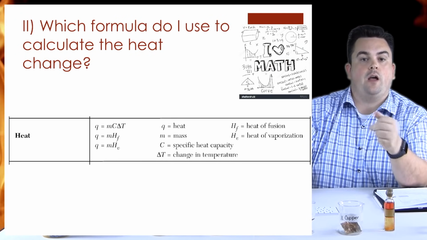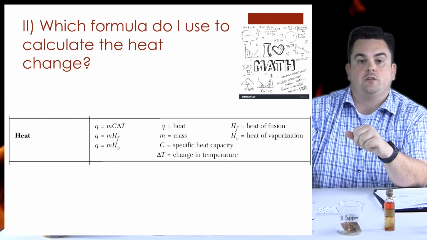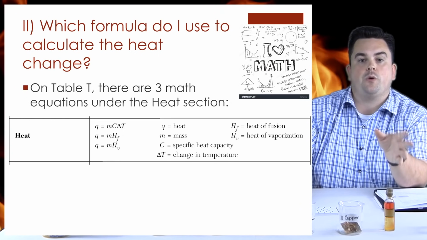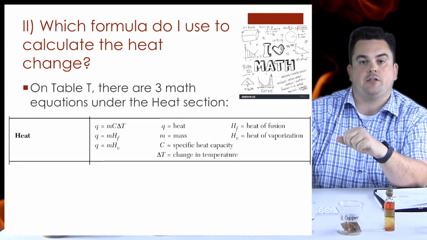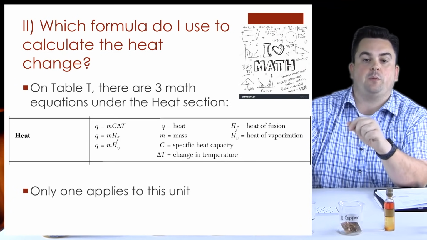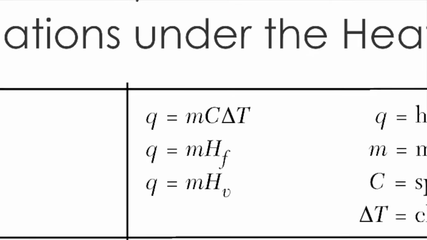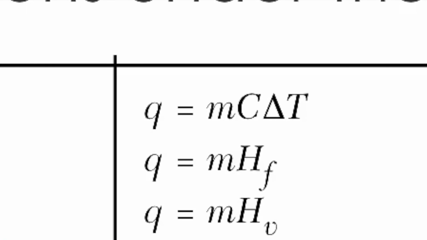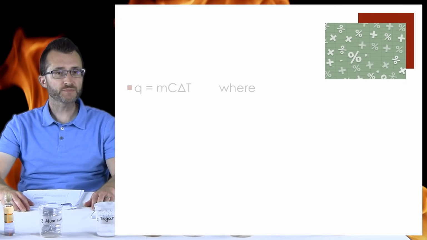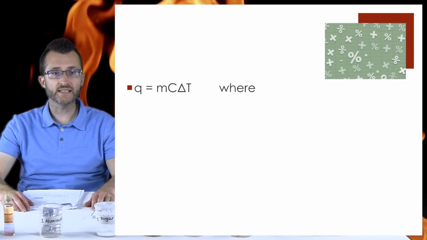Which formula do I use to calculate the heat change? On Table T, there are three math equations under the heat section. Only one of them applies to this unit, and that's Q equals mc delta T. The other two we're going to use in a future unit. Let's break down Q equals mc delta T.